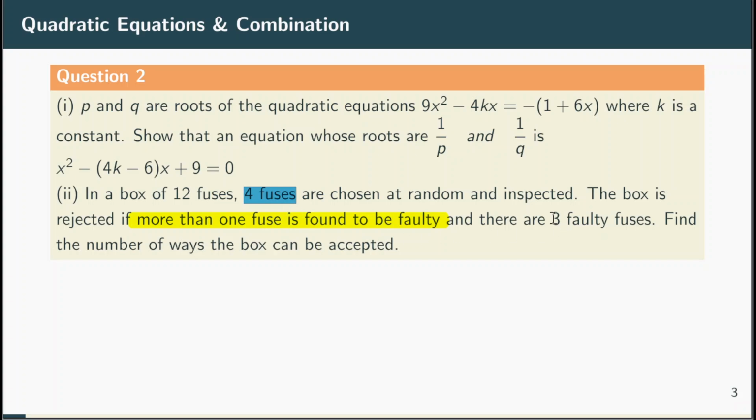And we have been told again that there are 3 faulty fuses in that box. All right, let's get the facts here straight. So the box contains 12 fuses and we want to select 4 fuses from that box. And then there are 3 faulty fuses. That means the fuses that are not faulty, that are good, will be 12 minus 3, which is 9. And they say, in how many ways can the box be accepted? So the box can be accepted if no fuse is faulty or one fuse is faulty, because the box is rejected if more than one fuse is faulty.